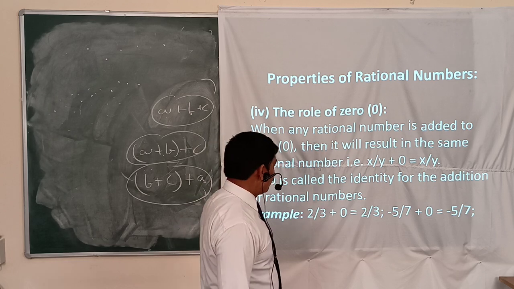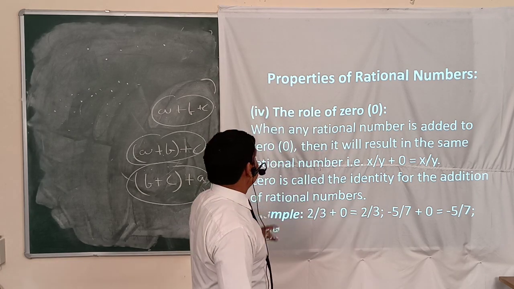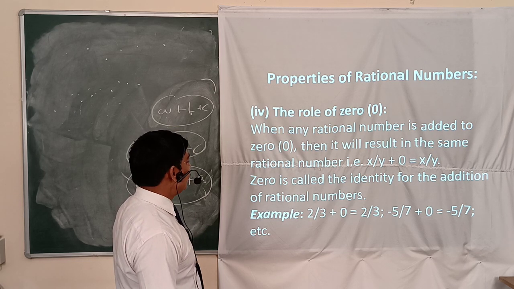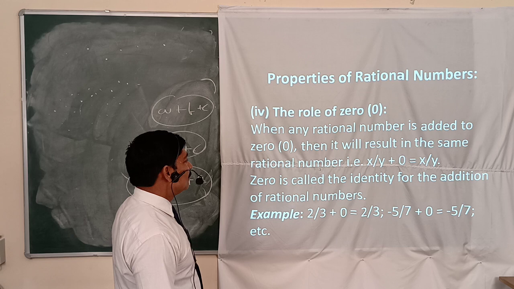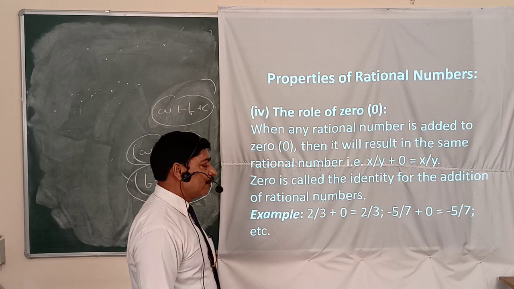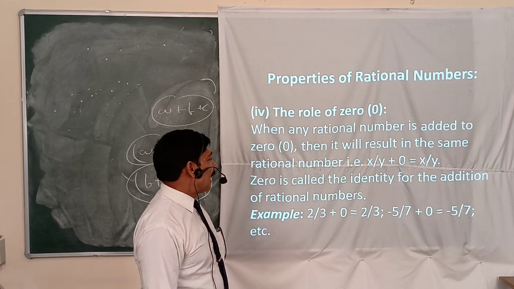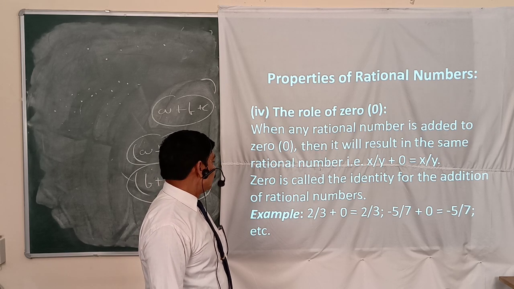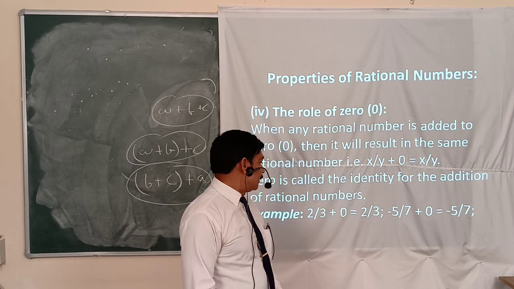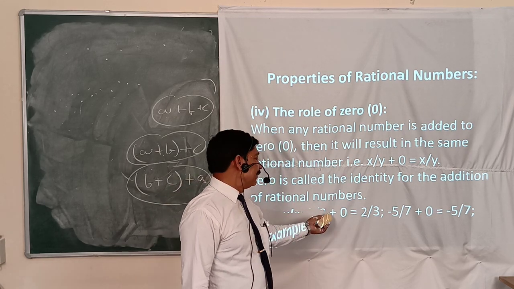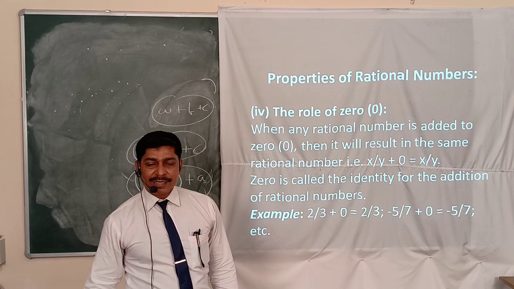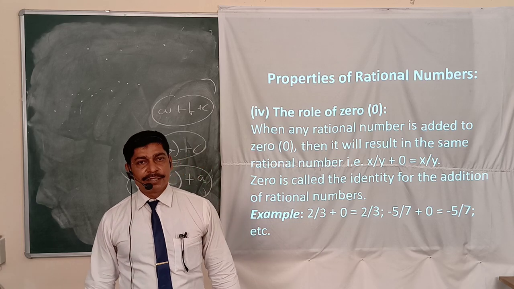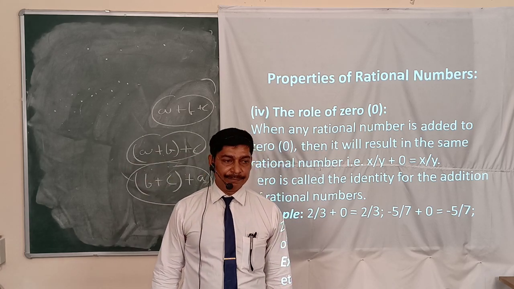Before going on to the next property, let us see the role of 0. When any rational number is added to 0, the result remains the same. And 0 is also called the additive identity of rational numbers. The examples are 2 by 3 plus 0 or 4 by 7 plus 0. Whatever the rational number is, if you add 0 to it, its value remains the same.